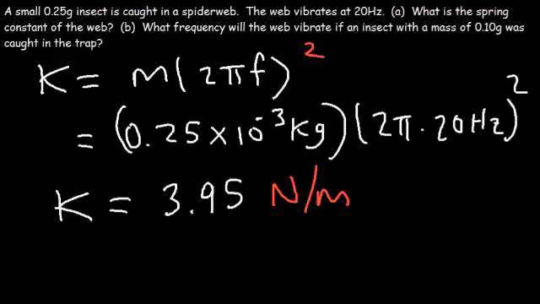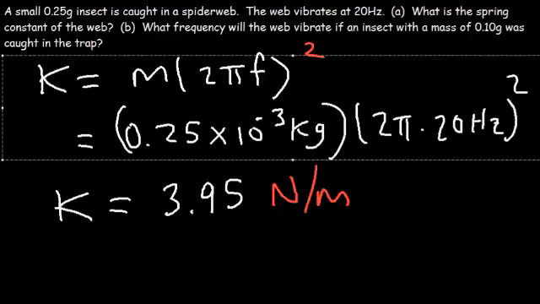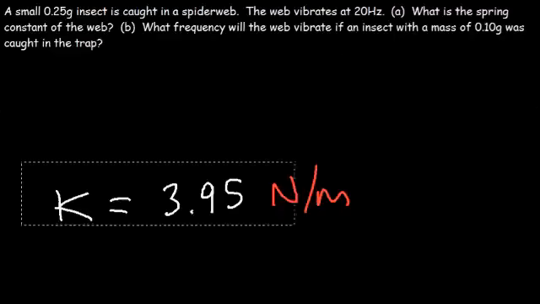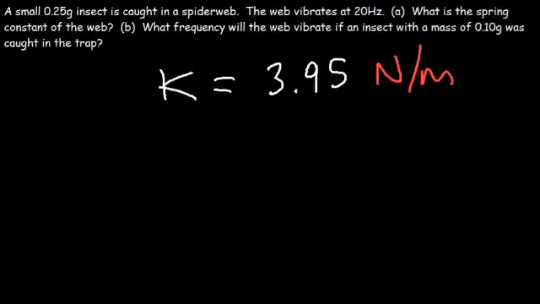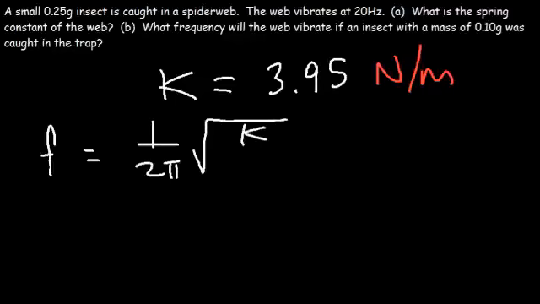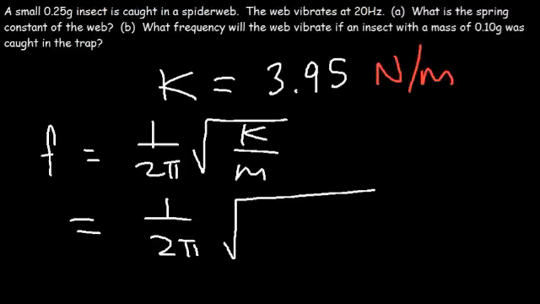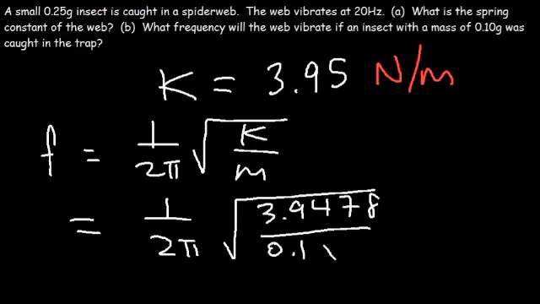Now that we have the spring constant K, how can we answer the second part of the problem? So, if the mass is now 0.10 grams, what is the frequency? So using the equation 1 over 2 pi times the square root of K over M, it's going to be different. So K is about 3.9478. 3.95 is the rounded answer. And the mass is going to be 0.1 times 10 to the minus 3 kilograms.